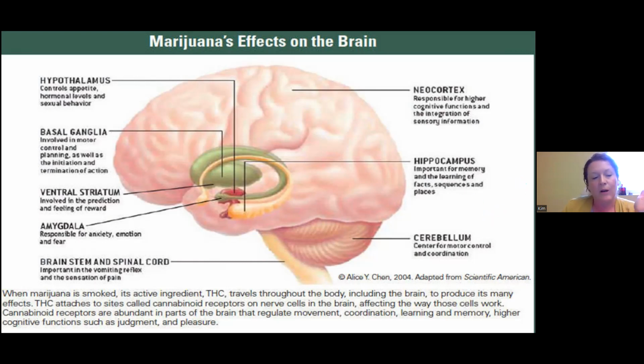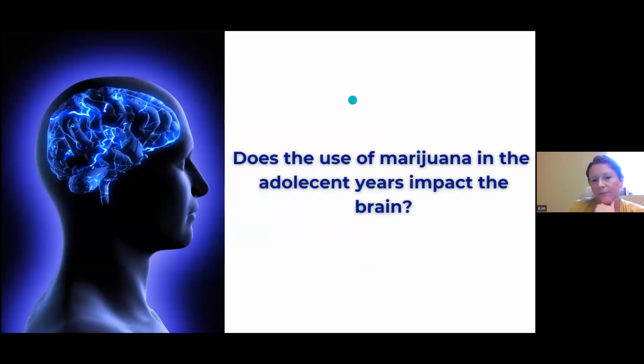So when marijuana is smoked, its active ingredient THC travels through the body, including the brain, to produce many of its effects. It attaches to the cannabinoid receptors on the nerve cells in the brain, affecting the way those cells work. These receptors are abundant in parts of the brain that regulate movement, coordination, learning, and memory, and higher cognitive functions such as judgment and pleasure. So when we look at the brain as a whole, why is it important to discuss the impact of use in the adolescent years?